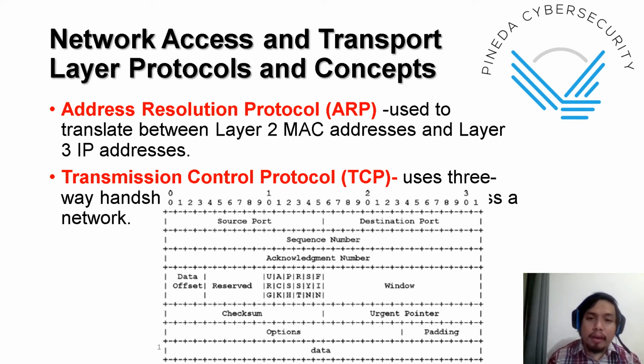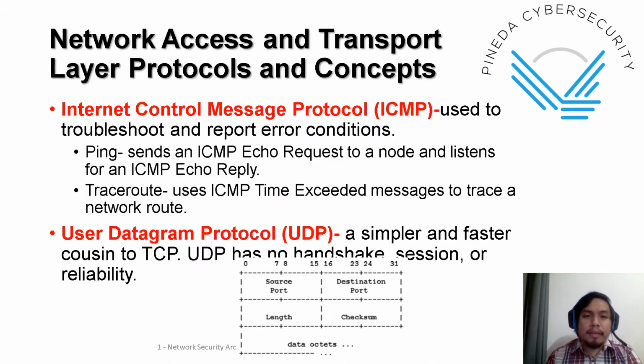And then we also have ARP, or Address Resolution Protocol. You use it to translate between layer 2 MAC addresses and layer 3 IP addresses. So you can do that in your command prompt to check the pairing of the IP and the MAC addresses. And then we have TCP, which is a layer 4 or transport layer protocol, and uses a three-way handshake, SYN, SYN-ACK, and ACK, to establish a connection first between the source and destination. We know this.